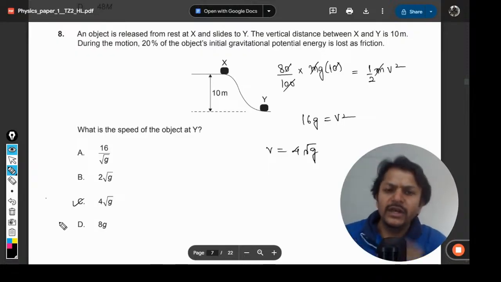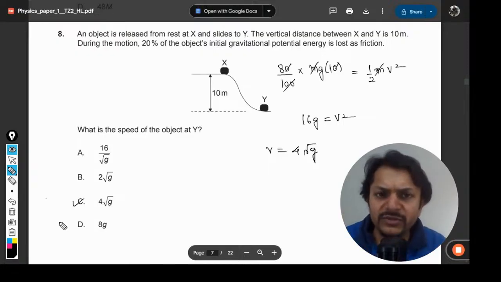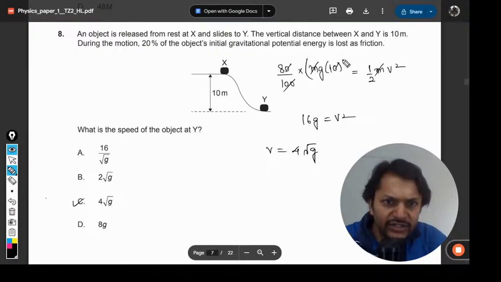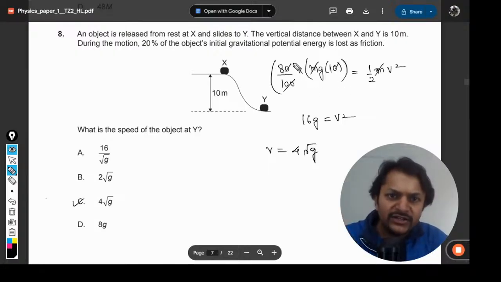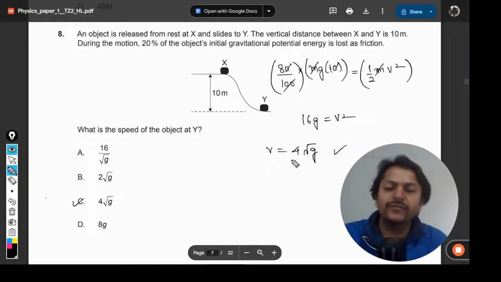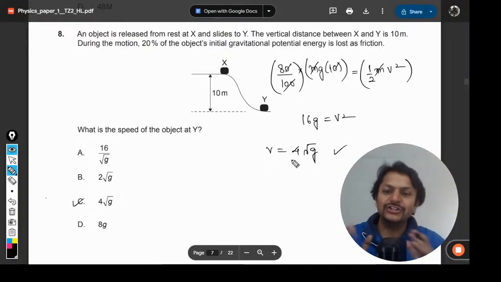So this is how we do it. It's simple conservation of energy principle. So this is the energy with which you started. 80% is the energy which is remaining, 20% is lost due to friction, and the answer is this. So the velocity is 4 square root of g. So this is how we do this question.